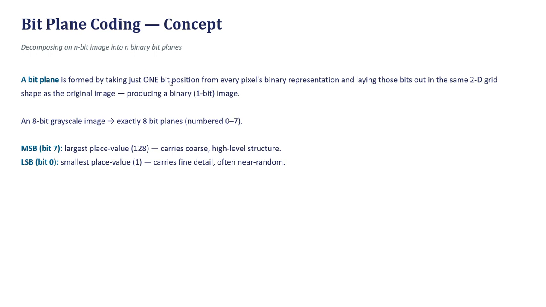For example, there can be plane 7, plane 6, plane 5, down to plane 0. For an 8-bit grayscale image, I will get 8 bit planes, where the MSB is bit 7 and the LSB is bit 0. The MSB always carries the largest place value, so it carries the high level structure, whereas the LSB is the smallest place value and it carries fine details.